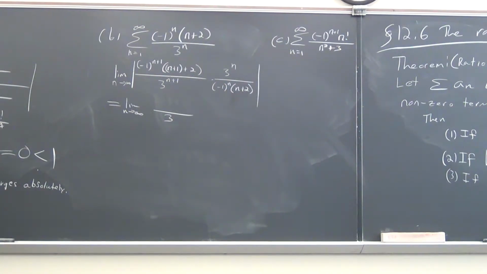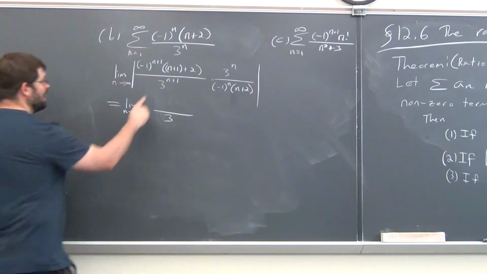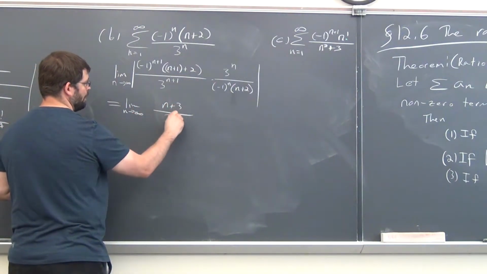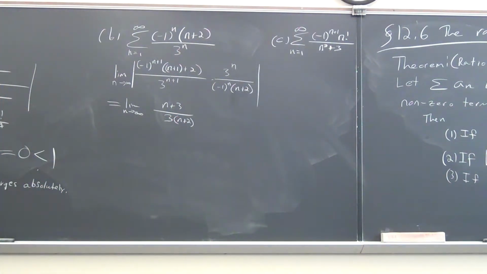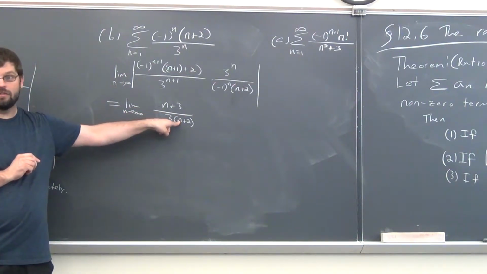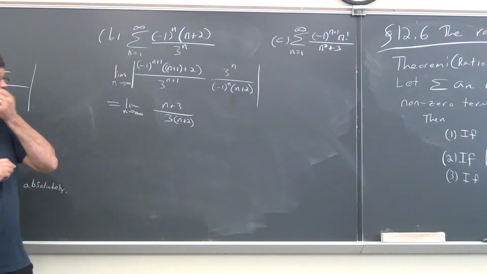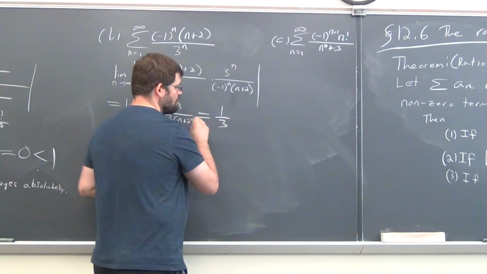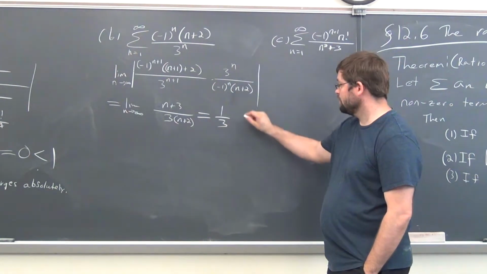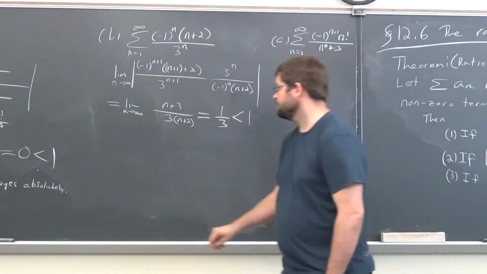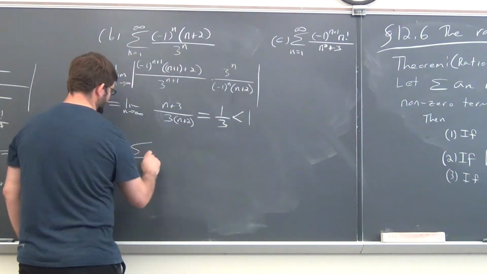Well, they don't exactly cancel out, right? But we can write that as n plus 3, and then just n plus 2 like this. Does that make sense? Now, what's that limit? It's not 0. It's n and n, so 1/3. Does that make sense? And again, what do we compare that with? 1. Is it less than 1? So absolutely convergent.